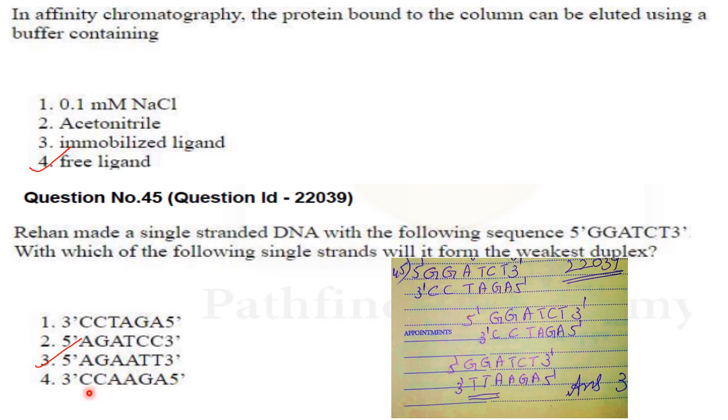But if you see option 4, only in one region, instead of T they have mentioned A, but only one single nucleotide is not forming a complementary base pair, whereas all the other nucleotides are forming. But in this option 3, the maximum number of nucleotides are not forming complementary base pairing. So it will be the weakest duplex. So the answer here is option 3.